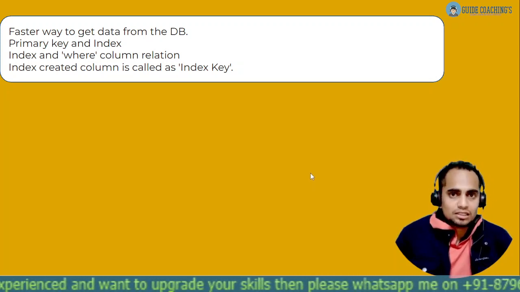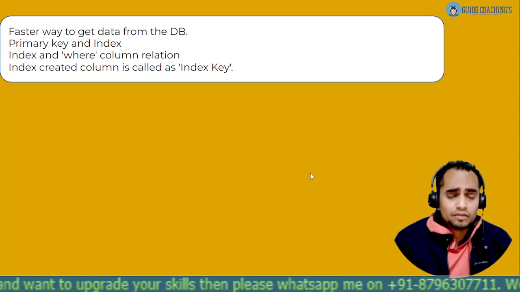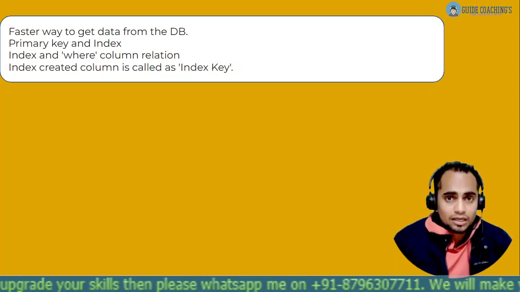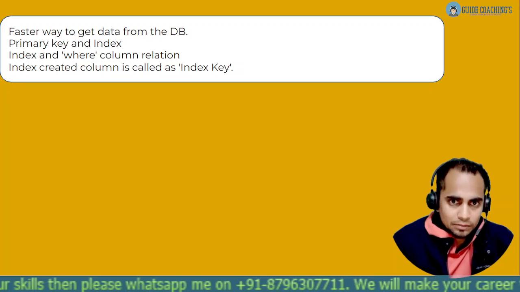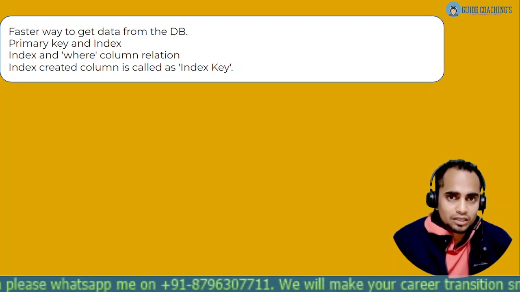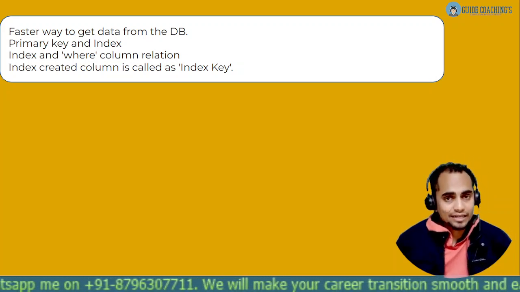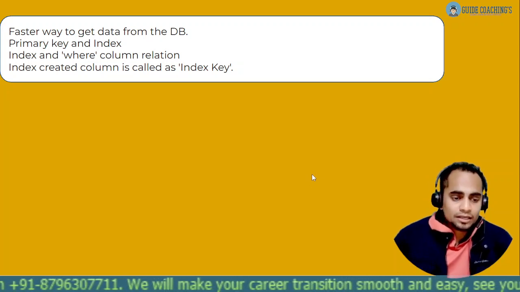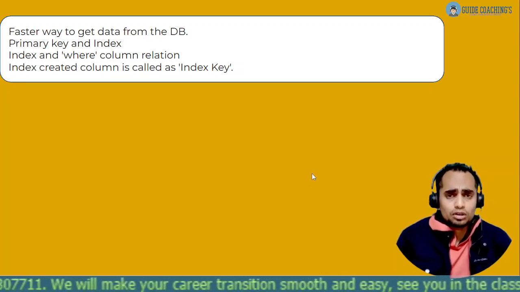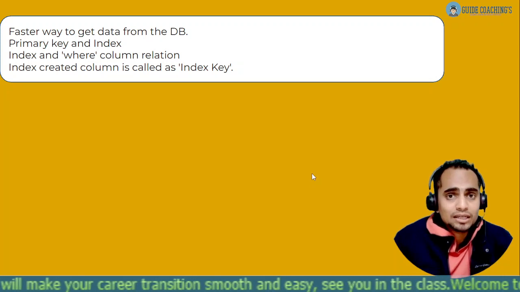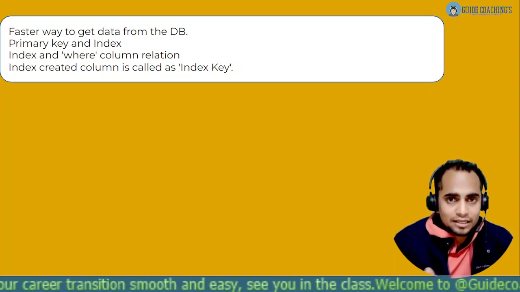The second thing is the primary key. Whenever we create any table, indexing is applied onto the particular column where the primary key is declared. Then the third thing is the relationship between index and the where column. We are going to see what the relation between indexing and the where column is.